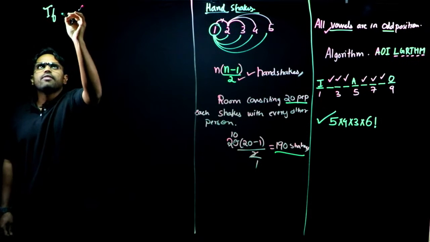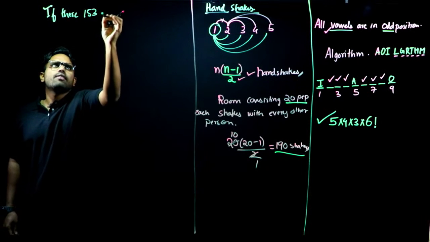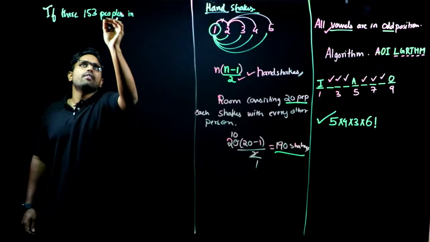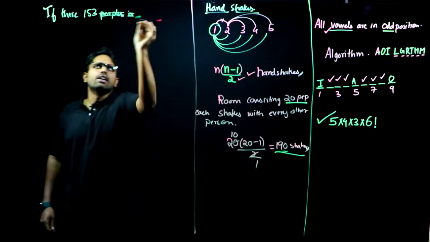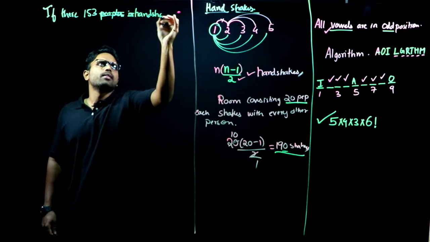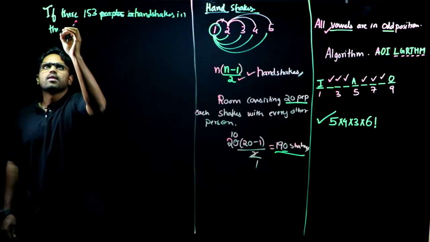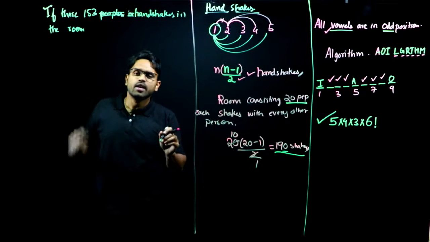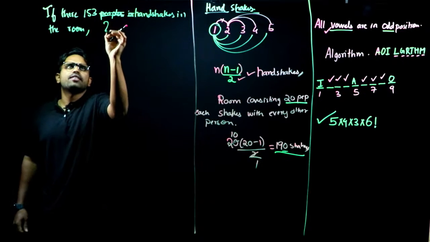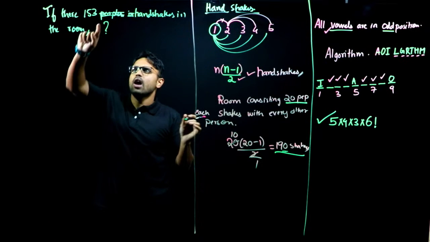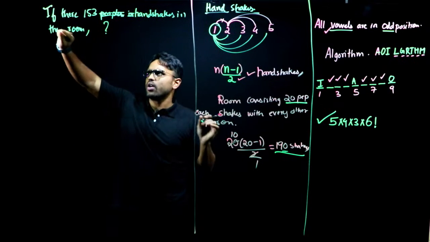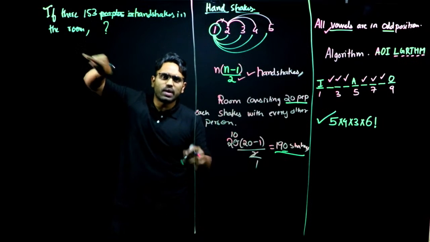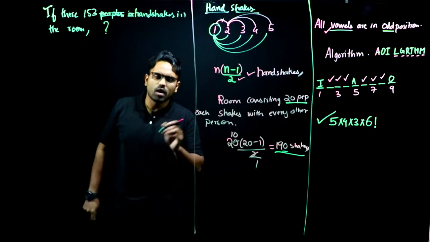If there are 153 handshakes in a room, where each person shakes hand with every other person, how many people are there in that room? The question will be something like this.